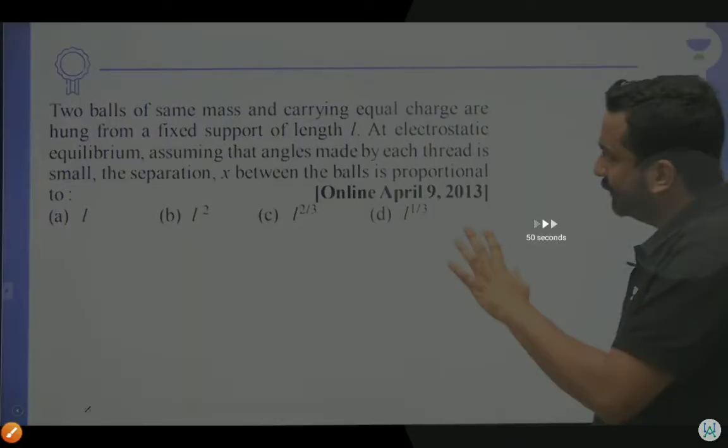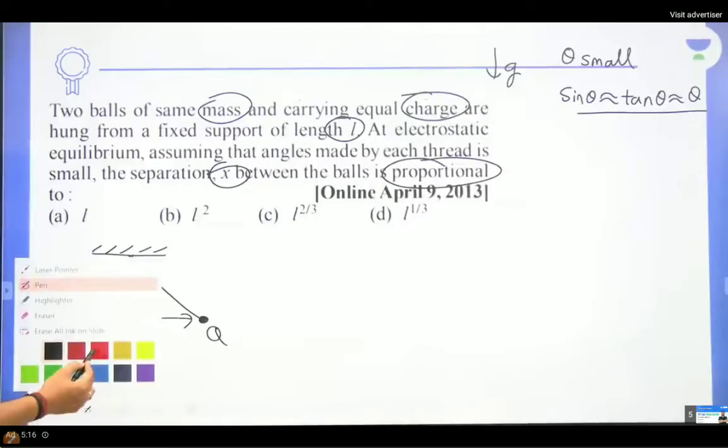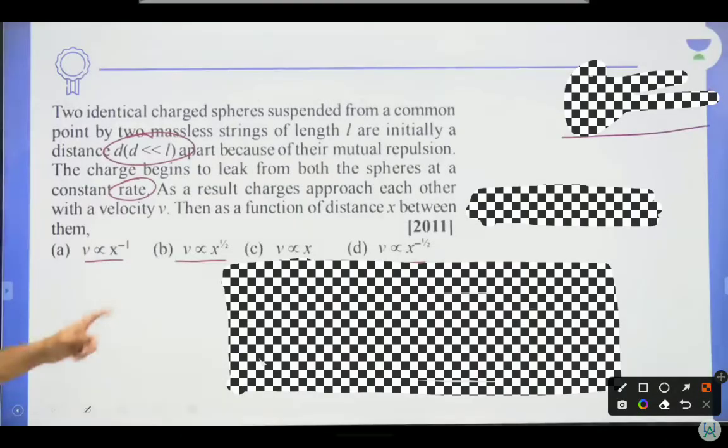Also, there is another question, actually the same. The question is: two identical charged pith balls suspended from a common point by two massless strings of length L, and so on, was given. But it was actually the same question. This is also a JEE Main question. Because of the mutual repulsion, the charge begins to leak from both the spheres at a constant rate.